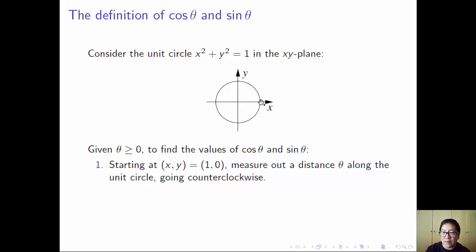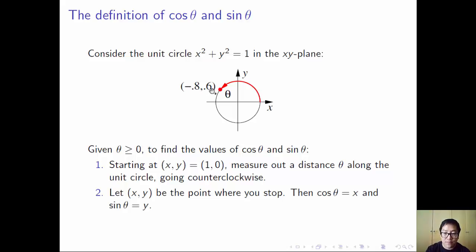I start at (x, y) equals (1, 0), right here, and I take my ideal mathematical piece of string of length theta, and I measure it out along the ideal unit circle. This is the part where it's just in your imagination, but still, I measure out a length of theta along the unit circle going counterclockwise, like so. So you can imagine I started off with a piece of string of this length, and I laid it tight along here, and I ended up here. Let (x, y) be the point where you stop. So here, (x, y) equals (minus 0.8, 0.6).